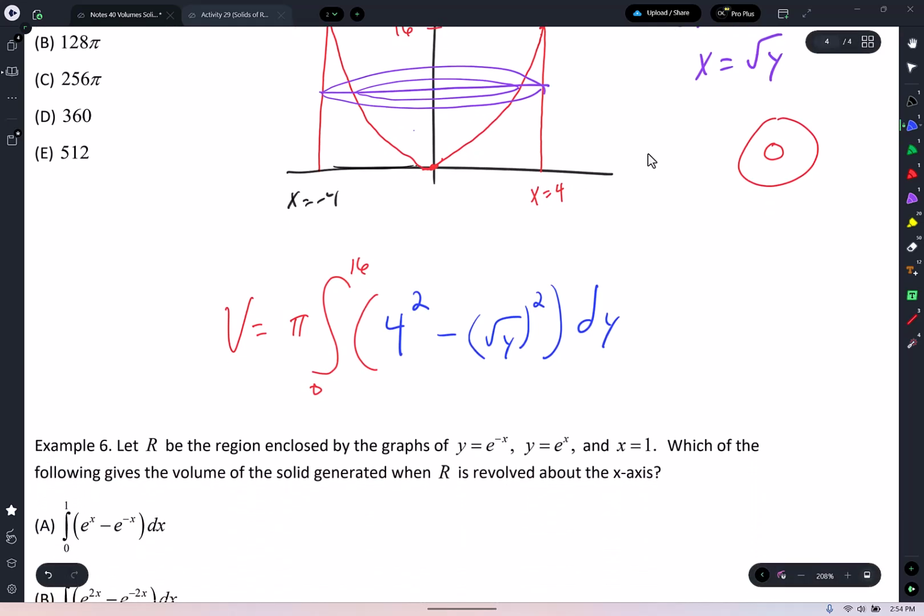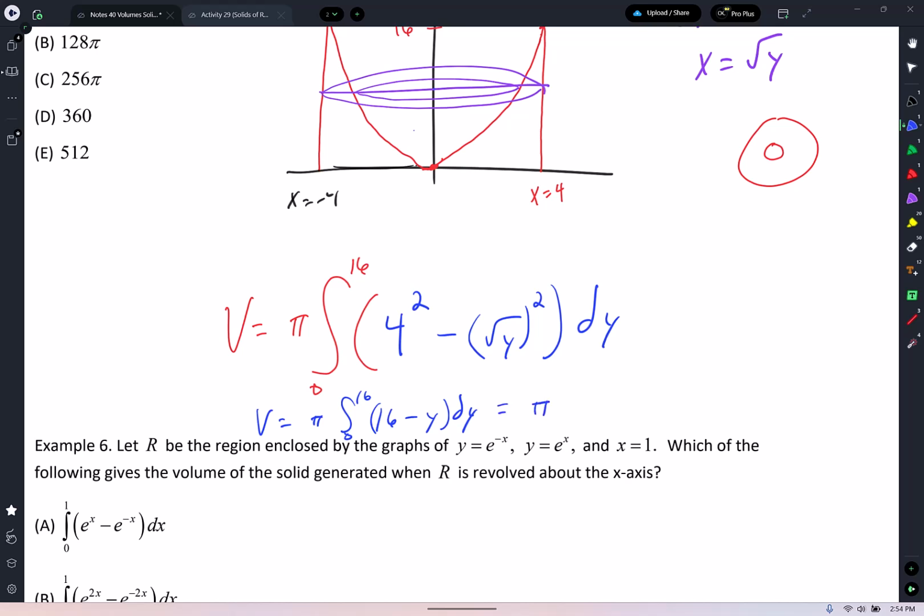All right, check it out, guys. This is an example of one you would do by hand. So volume equals pi integral 0 to 16. 4 squared is just 16. Square root of y squared is just y, so 16 minus y, dy. Equals pi on the outside, antiderivative, so I'm going to put a bracket. Antiderivative of 16 is 16y. Antiderivative of y is y squared over 2. Close it from 0 to 16.